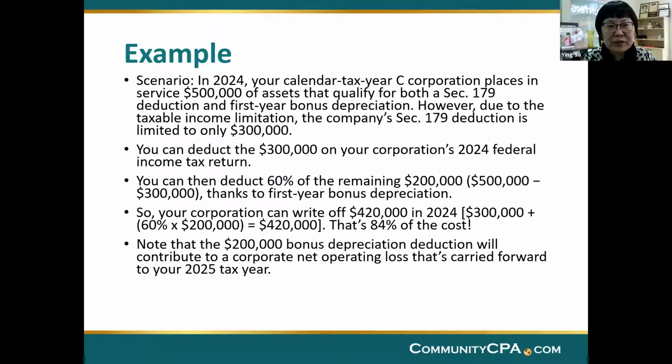Then you can use 60% of the leftover amount, because you bought a $500,000 machine and $300,000 already went over to Section 179. So you got $200,000 left, right? This $200,000, you're going to use 60% of that for first year bonus depreciation. $200,000 times 60% is $120,000. So the total is $420,000 you can write off in 2024. You're only left with $80,000, the purchase price of that equipment that you did not deduct. So your total deduction was actually 84%.